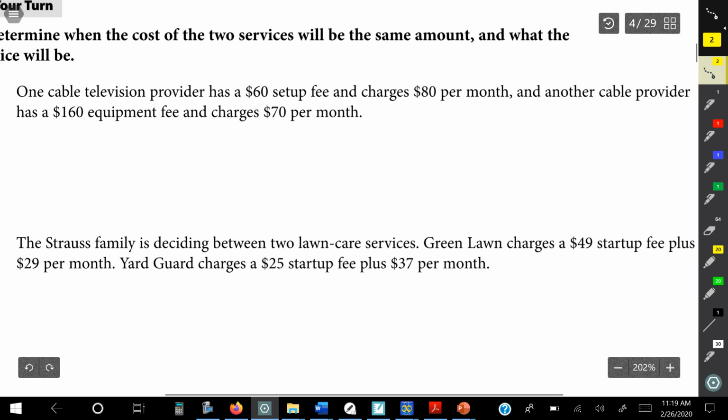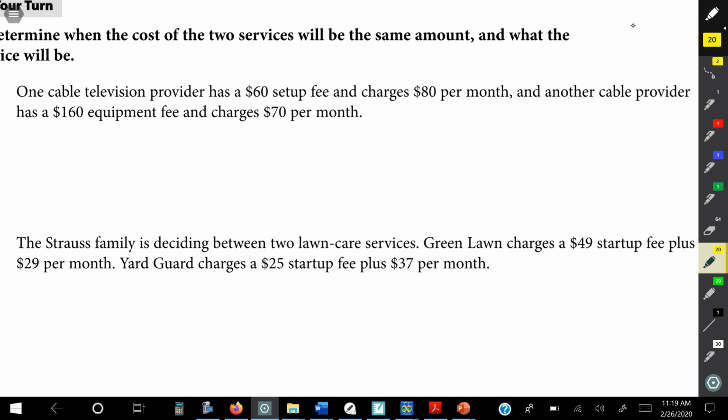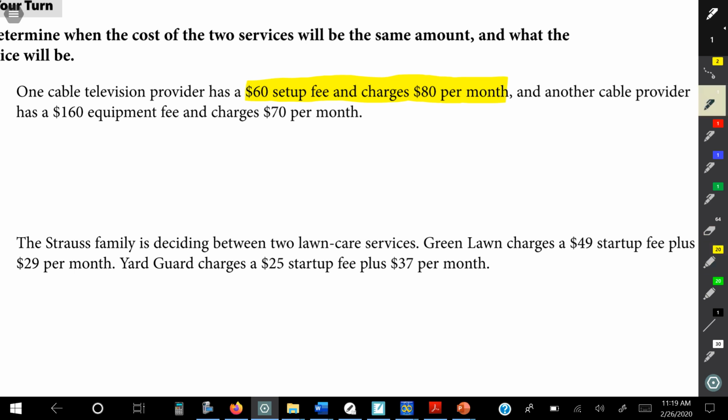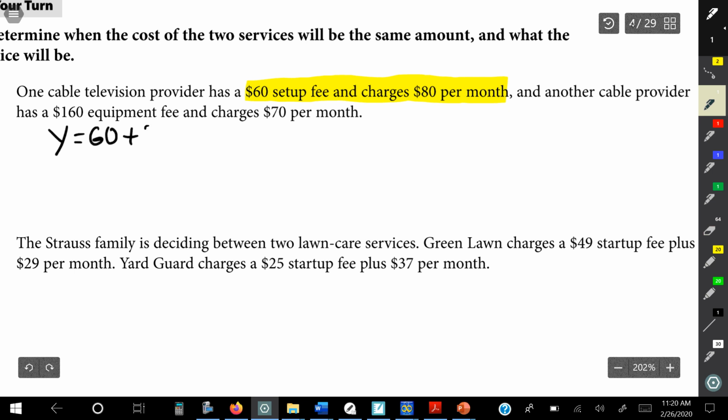It says one cable television provider has a $60 setup fee and charges $80 per month, and the other cable provider has a $160 equipment fee and charges $70 per month. So they both have initial fees. The first equation, which is a $60 setup fee and $80 a month, I'm going to write out. I'm just going to use y. You can use function notation, you can say f of x, g of x. I'm just going to use y and say y is equal to the $60 at the beginning plus the $80 for every month. I'm going to put x in there.